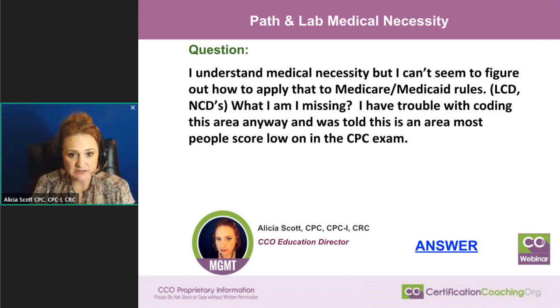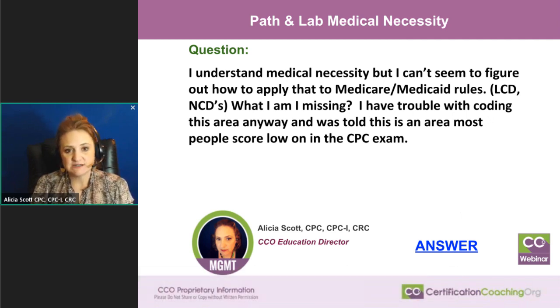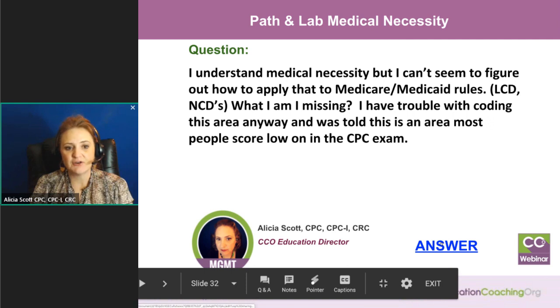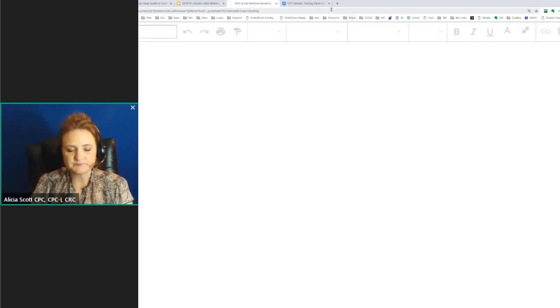I understand medical necessity, but I can't seem to figure out how to apply that to Medicare, Medicaid rules, both LCDs and NCDs, which means local or national. What am I missing? I have trouble with coding this area anyway, and I was told this is an area most people score low on in the CPC exam.